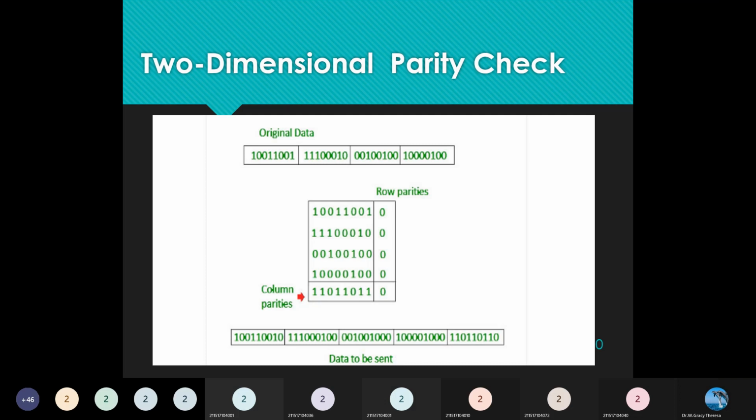Next is an odd number of 1s, so we add 1. Next is also an odd number of 1s, so that is 1. Next is an even number of 1s, so we include 0. And the last one is also an odd number of 1s, so we are adding 1. Okay, so this is the case.